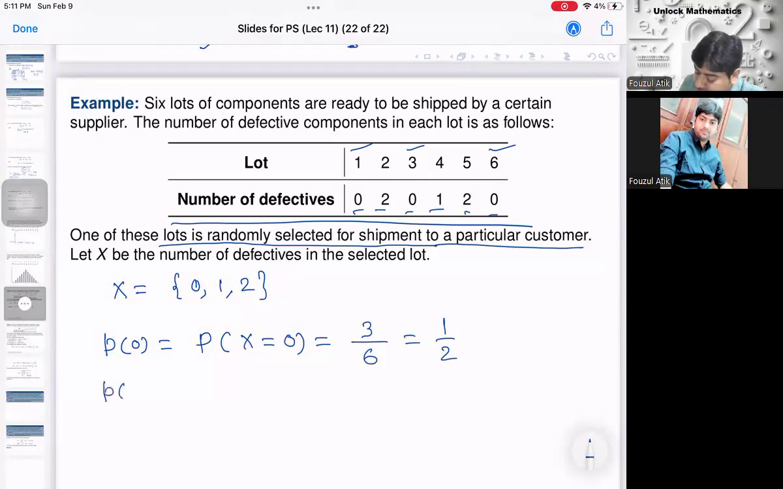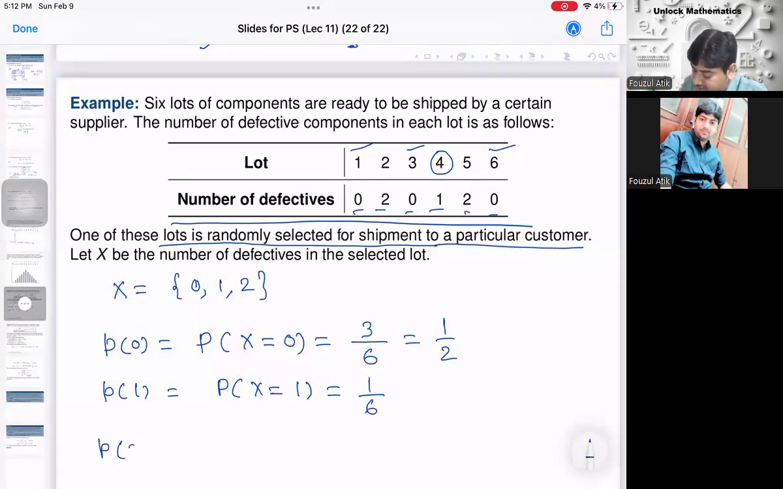Similarly, what is p(1)? It is the probability that capital X is equal to 1. That means the number of defective pieces in the selected lot is 1. So where is it possible? Only the 4th lot has only one defective piece. So it is 1 by 6.